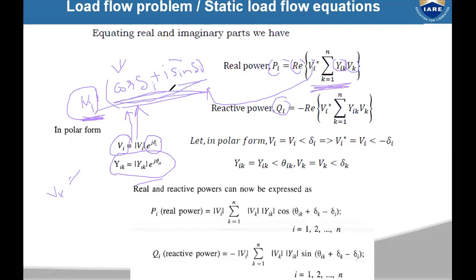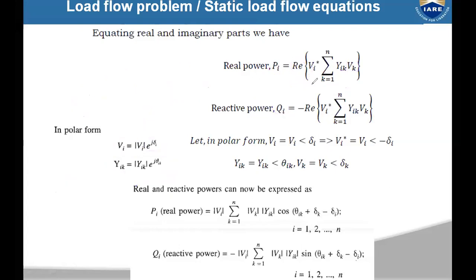Okay, so now if you represent all the terms in cosine or sine terms, then how can you separate them? If you write this equation in trigonometric form, finally you will get one equation. From that equation, the real part is equal to your real power and the imaginary part is equal to your reactive power. Imaginary power, this is not real. Okay, so now the real and reactive powers can be expressed as these two equations.